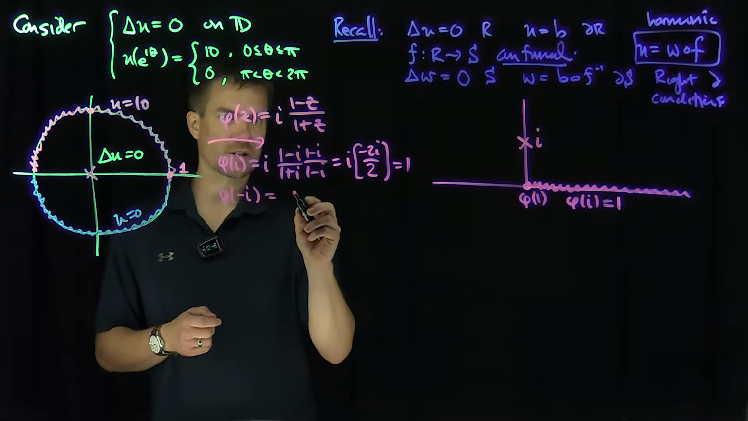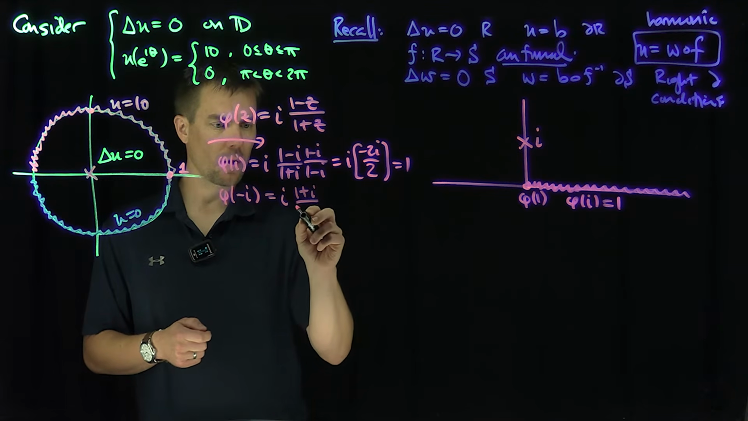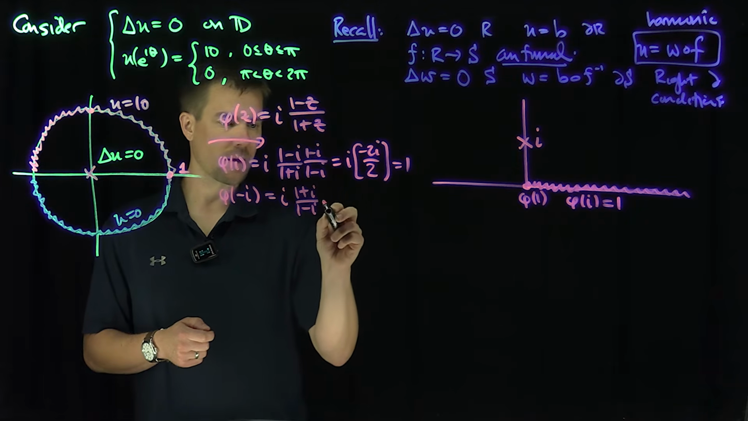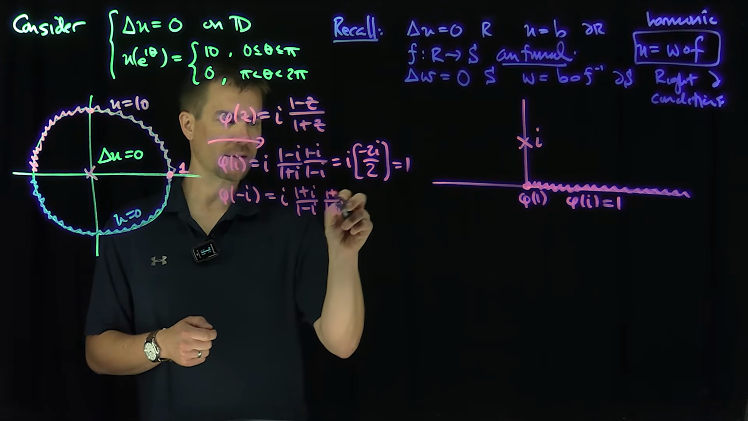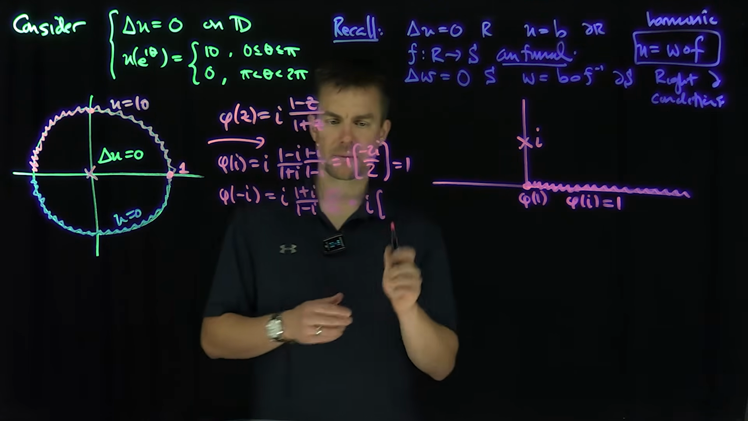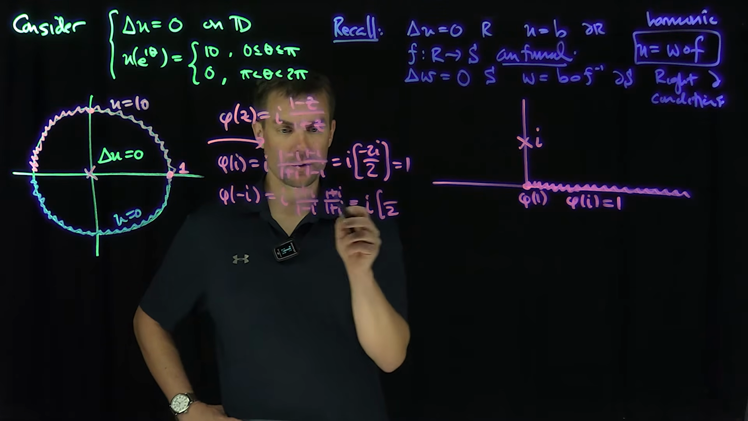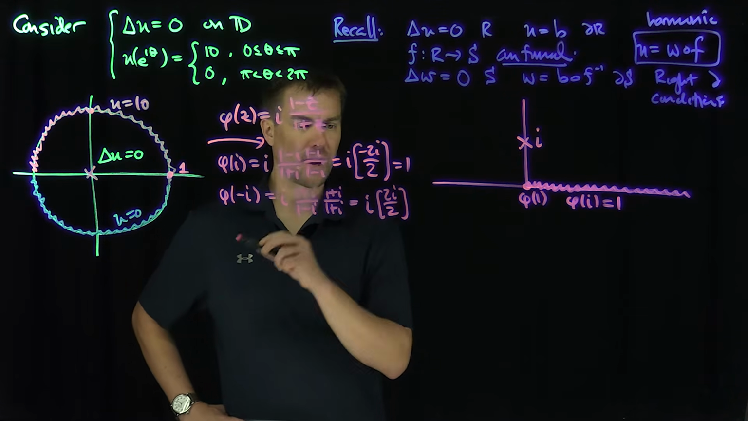By the same calculation, it's going to be i, and then it's going to be (1 plus i) over (1 minus i). Hit it with 1 plus i, 1 plus i. And that's going to give me i times what? The bottom is going to be 2. The top's going to be what? 2i, and then the real terms cancel out, so I have a 2i, right? So i times i is negative 1.